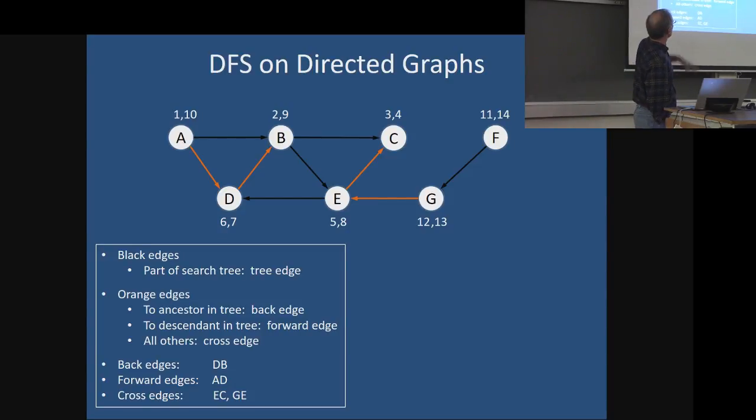So EC, for example, goes from a sibling to a sibling in this case. It doesn't go to either a descendant or an ancestor. So that's called a cross edge, and so is GE.